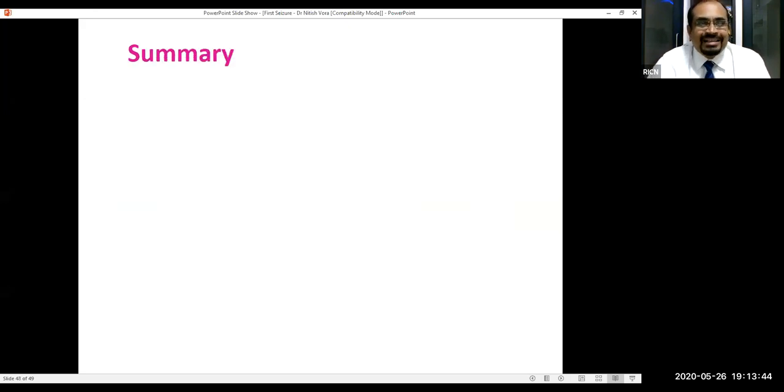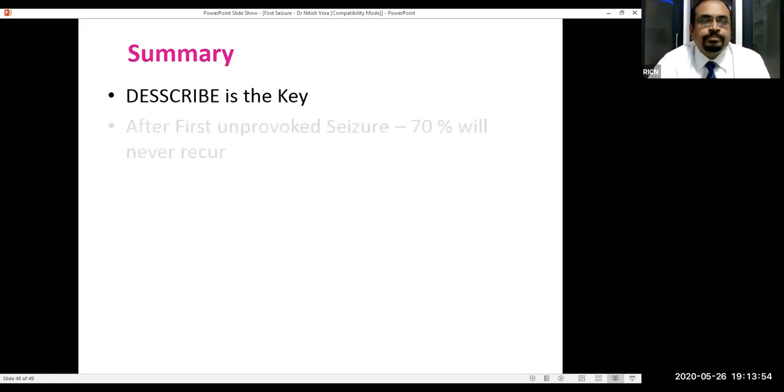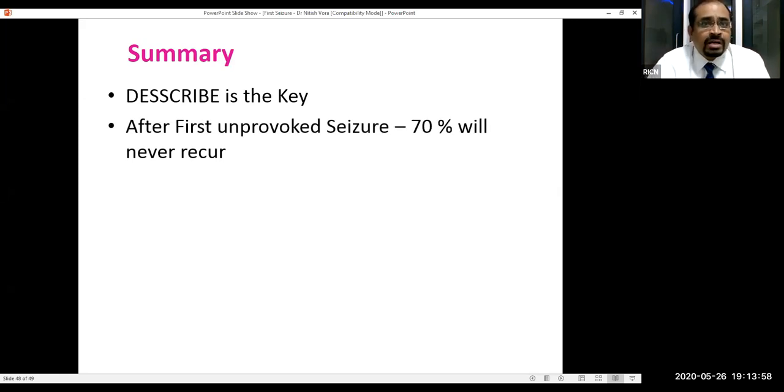My last slide, that's my summary of the talk: describe is the key. And that's very important. We describe each and every seizure, classify, and try to come to the proper diagnosis. After a first unprovoked seizure, 70% will never recur. But now you know which are the first seizures to be aware of or careful about.